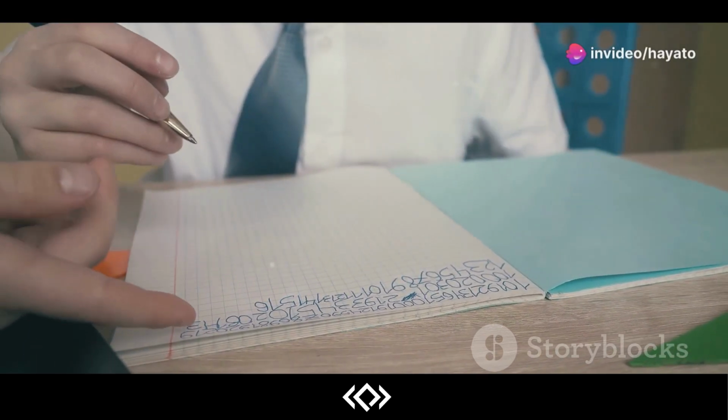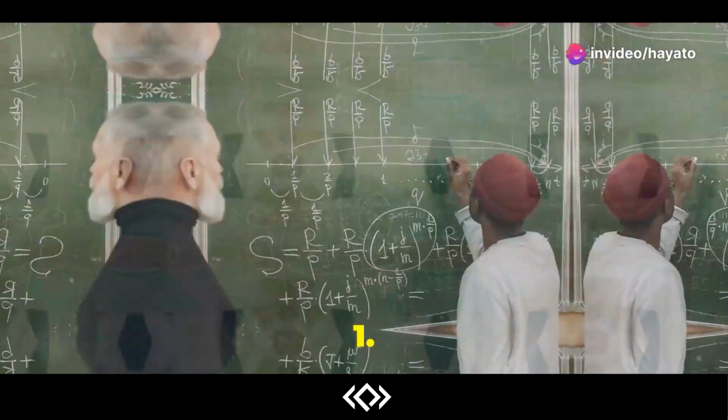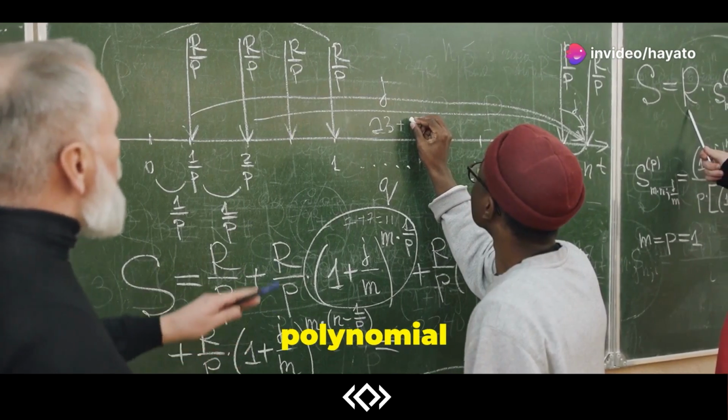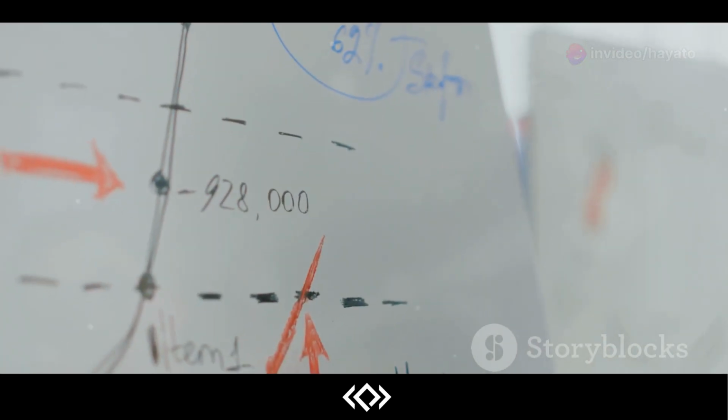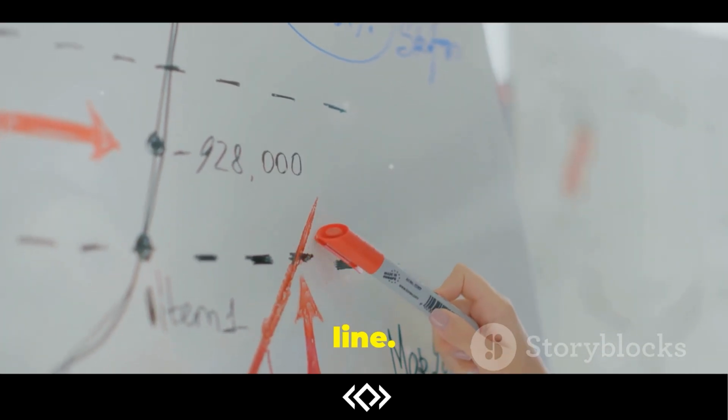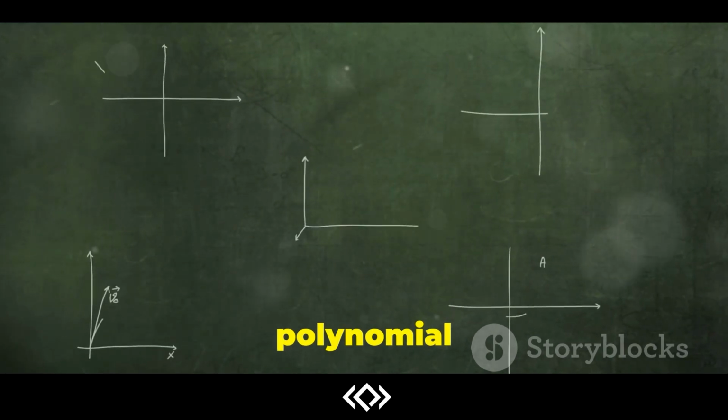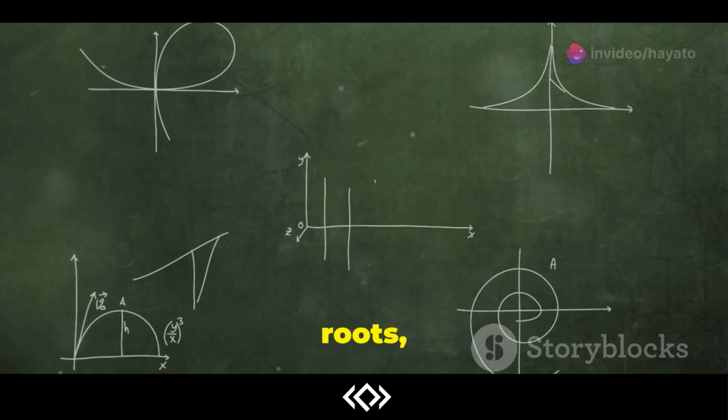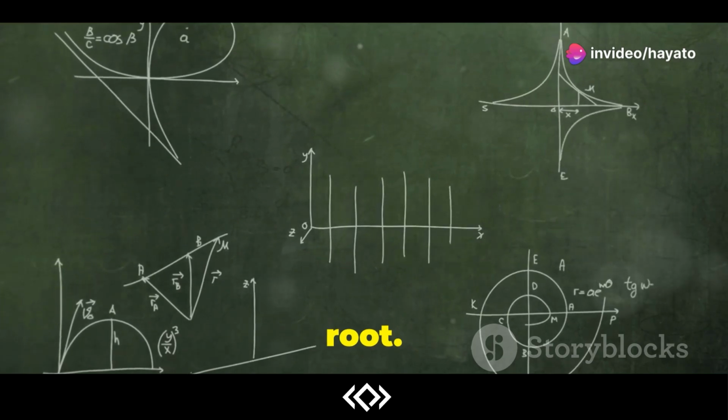Steps. 1. Factorize the polynomial completely. 2. Identify the roots where the polynomial equals 0. 3. Plot these roots on a number line. 4. Determine the sign of the polynomial in each interval created by these roots, considering the multiplicity of each root.